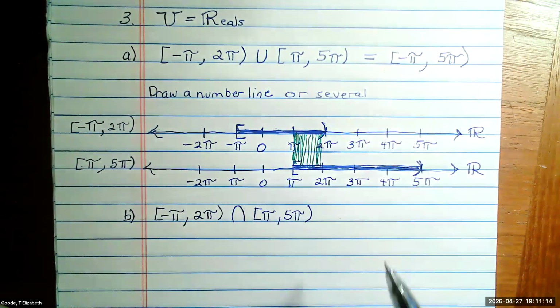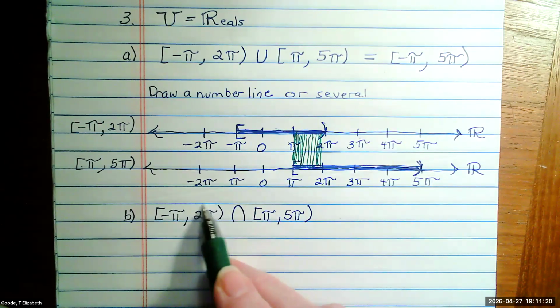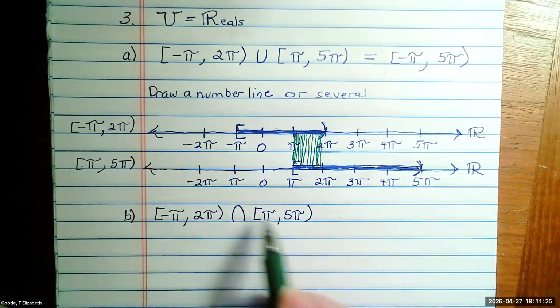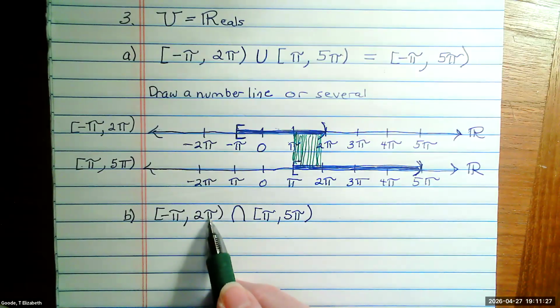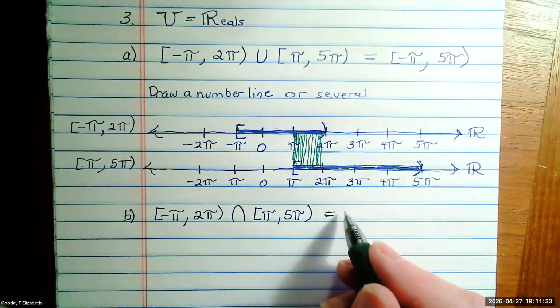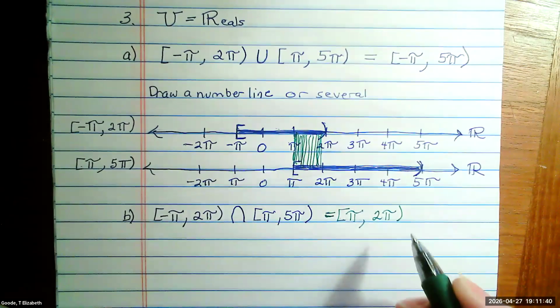Are we going to include the 2 pi? No, it's going to be a soft parenthesis. That's right, because the 2 pi isn't in this one. It is in this one, but that doesn't put 2 pi in the intersection. It's not in this one, so it's not in both. So how would we write our answer? Bracket pi, comma 2 pi, parenthesis. That's right.